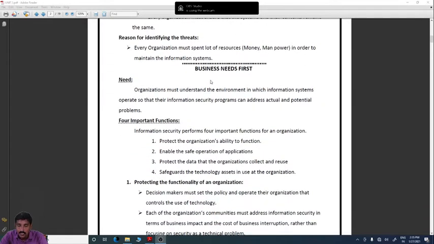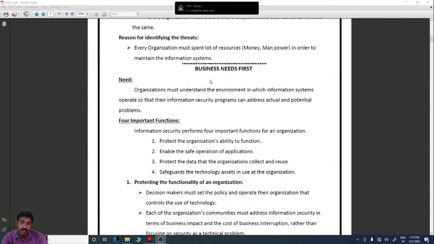Whenever you implement security concepts inside an organization, first of all the organization must understand its environment and what type of information systems are available, and it needs to address the actual and potential problems related to that information. We know that the major asset of an organization is information. Whenever some information is hacked, misused, or accessed by an unauthorized person, it becomes a threat and a potential danger to us.